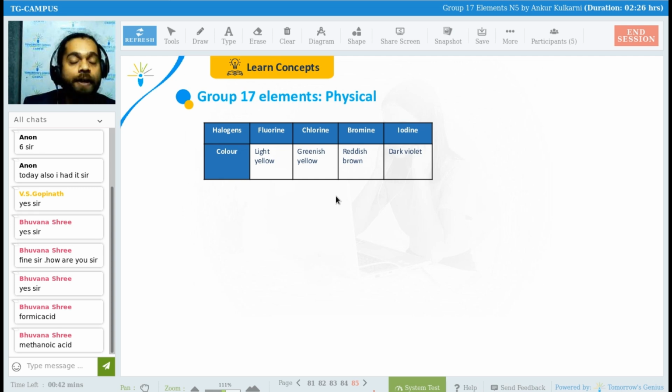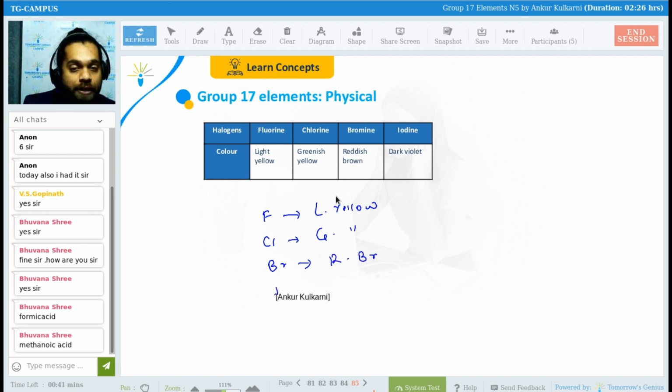Color: as you go down the group, it becomes darker. Write down the color. Fluorine is light yellow. Chlorine is greenish yellow. Bromine is a reddish brown liquid. And iodine is dark violet.